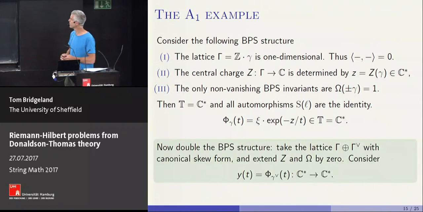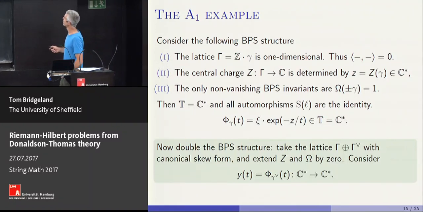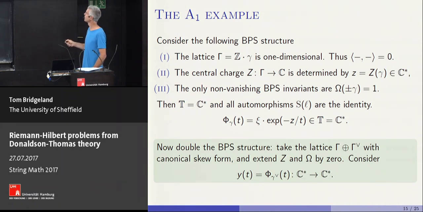But now what we can do is we can double this BPS structure. So what that means is I make the lattice bigger by adding the dual lattice. Okay, now this thing has a canonical skew-symmetric form on it. Right, the obvious kind of non-degenerate skew-symmetric form on this thing. And I'm going to extend Z and omega by 0. So there's still only one BPS invariant. But now the form is non-trivial.